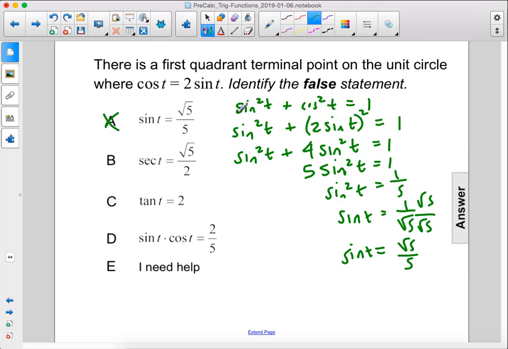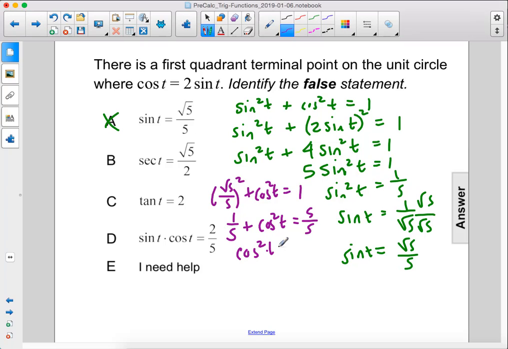So going back to this identity here, we now know what sine is. So we have square root of 5 over 5 squared plus cosine squared t equals 1. This squared is 5 over 25, but let's just immediately rewrite that as 1 over 5 plus cosine squared t equals 1, or let's just write 5 over 5. Cosine squared t equals 4 over 5.